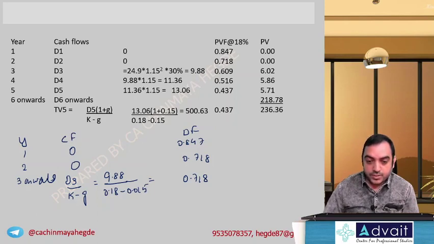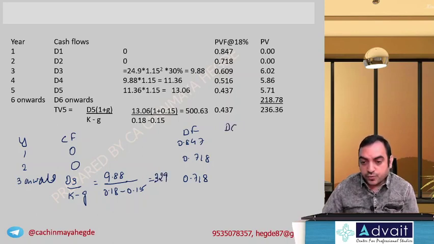9.88 divided by 0.18 minus 0.15. Sorry, 0.15, not 0.015. 9.88 by 0.03, you get 329. 329. Okay, so discounted cash flow you do.